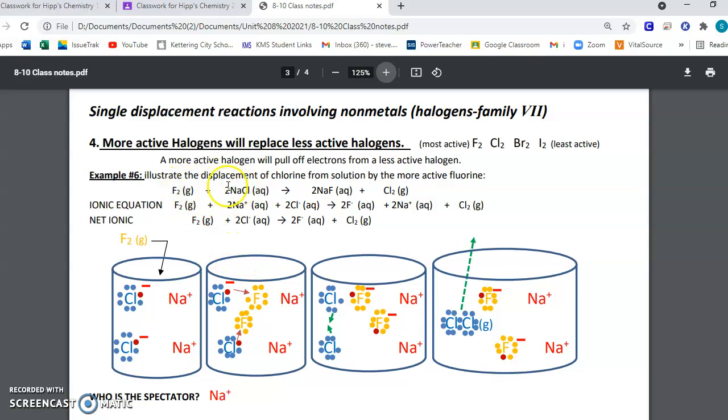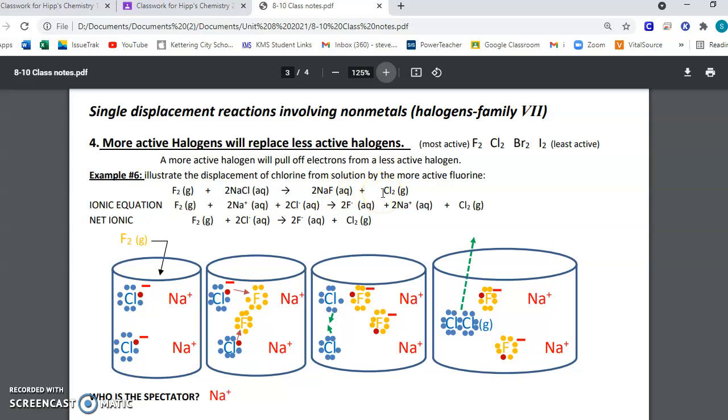So fluorine will replace chlorine in the formula, and we will end up with NaF. Where do we get NaF? Sodium is in family Roman 1. It's 1 plus. Fluorine is in Roman 7. They need 1 electron to become 1 minus. We crisscross the 1 minus and the 1 plus. We end up with NaF.